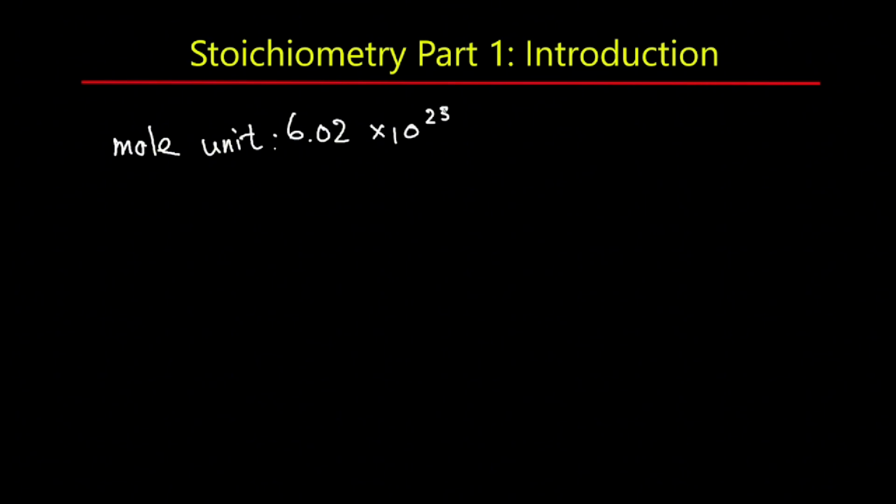To give you a sense of how many that is, if we had 6.02 times 10 to the 23 pennies and decided to give away $1 million a day to every person on Earth, it would take more than 3,000 years to distribute all of the pennies. That's how big the mole unit is.